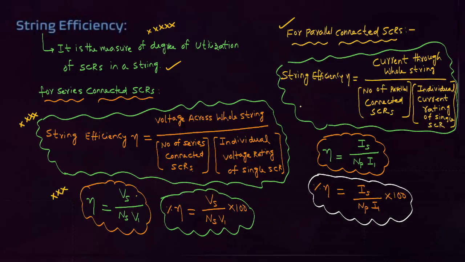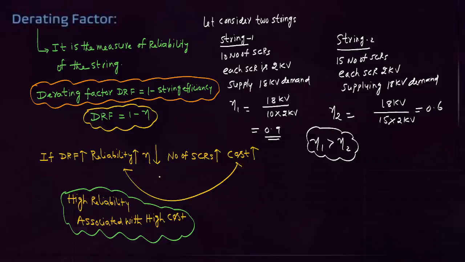But for parallel connected SCRs, string efficiency equals the current through the whole string divided by the number of parallel connected SCRs times the individual current rating of a single SCR. As a notation, Is by N into I1. If you want percentage, multiply by 100. This is for series connected and parallel connected SCRs. Very important formulas. Concentrate.